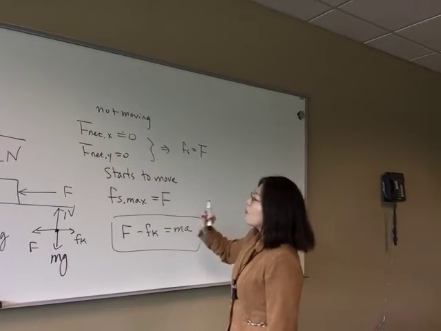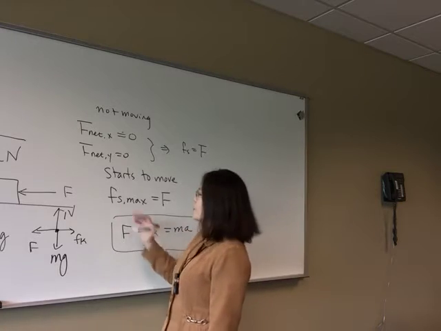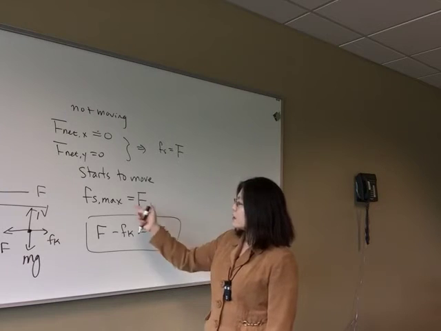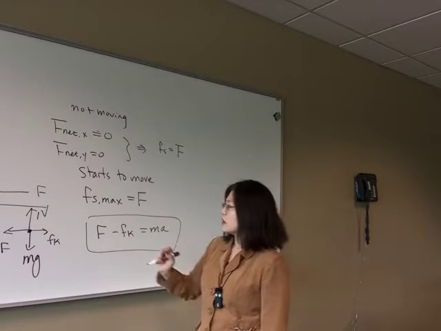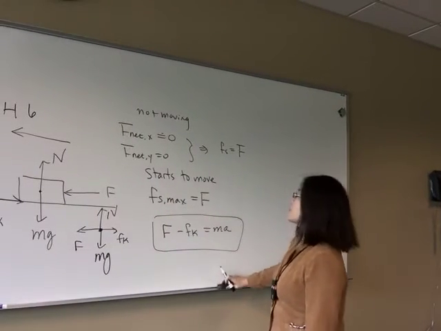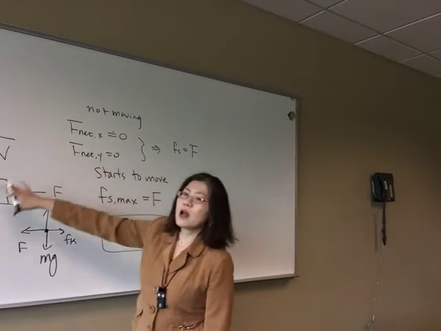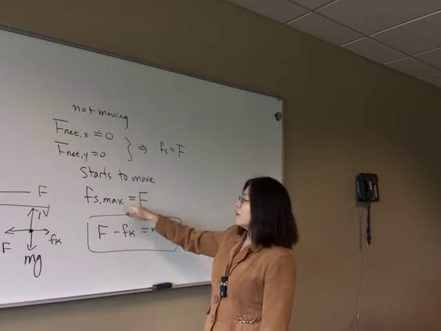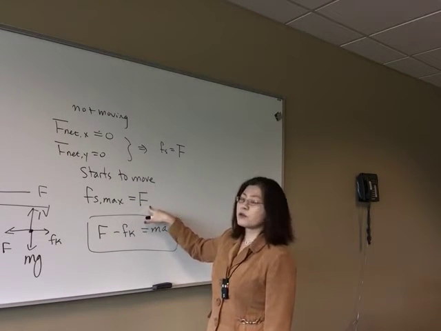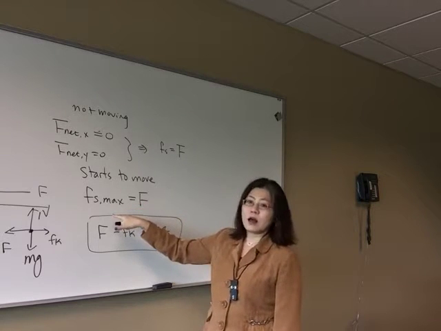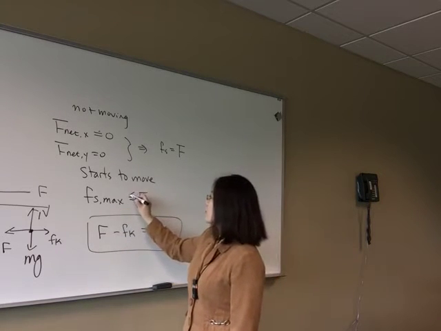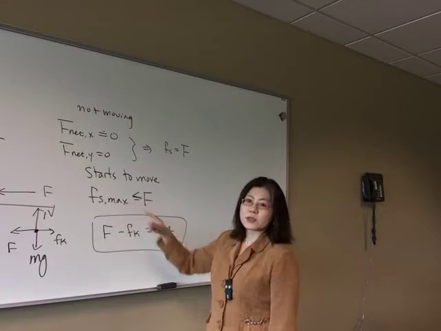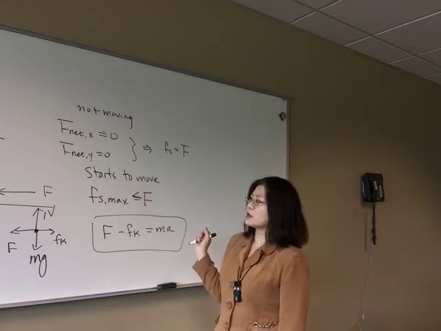So the question is, what is the magnitude? How do we calculate the maximum static friction, and how do we calculate the kinetic friction? Now, let's go back to the maximum static friction. Based on this diagram, we know that in order to get the block to start to move, the applied force has to be equal to or larger than the maximum static friction. So basically, I should write it like that. The force has to be at least equal to or greater than the maximum static friction. Then it will start to move.